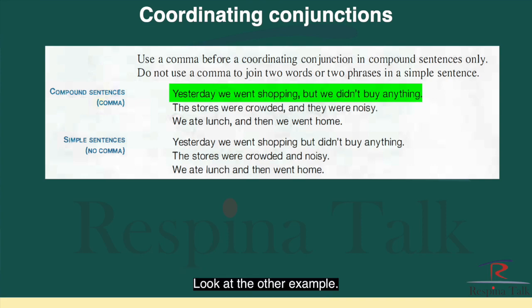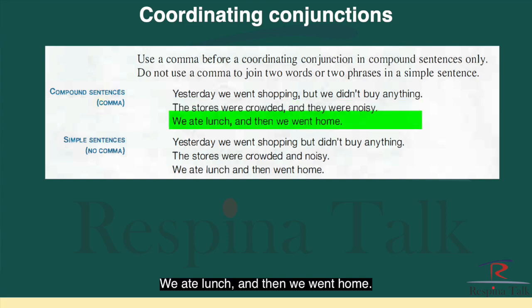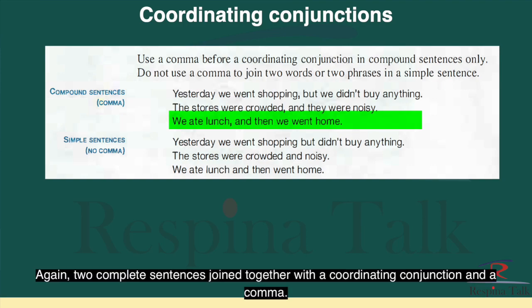Look at the other example. The stores were crowded, and they were noisy. Again, the same story. The next example: we ate lunch, and then we went home. Again, two complete sentences joined together with a coordinating conjunction and a comma.